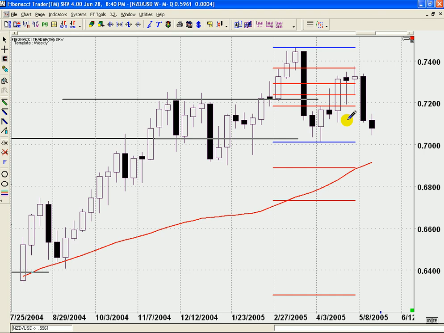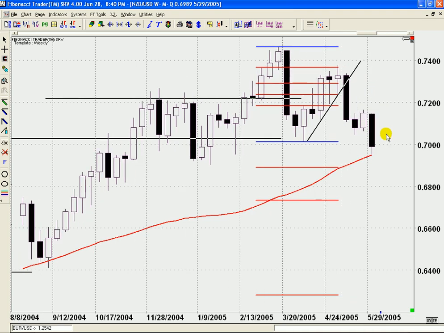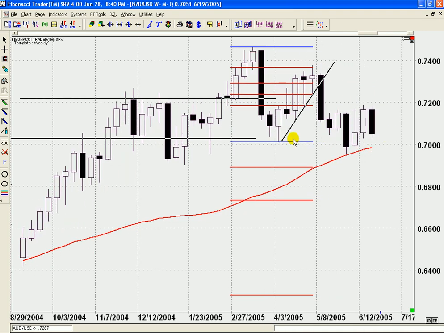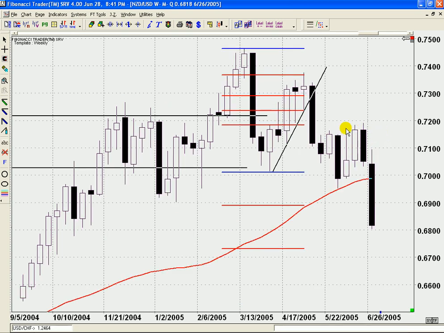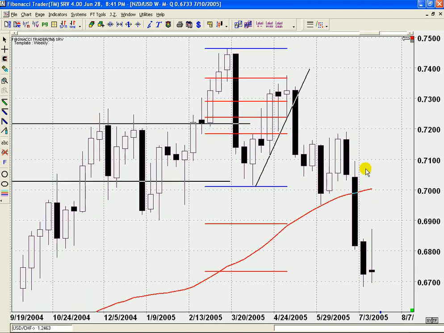On a daily chart, you would have a trend line here. And we break through the trend line. We consolidate here again between 70 and 72, a 200 pip consolidation. And you know how to trade those. Then we break below 70, the next key level. We go to the 162% extension.